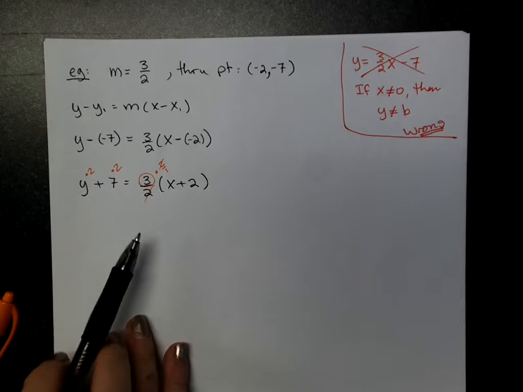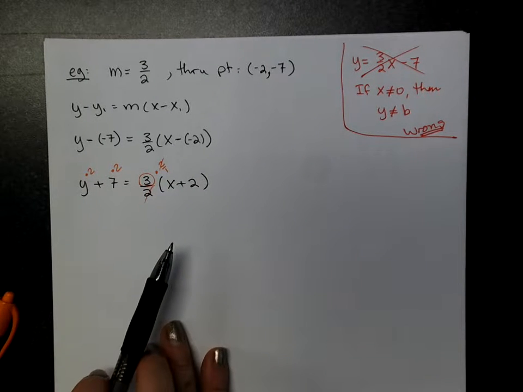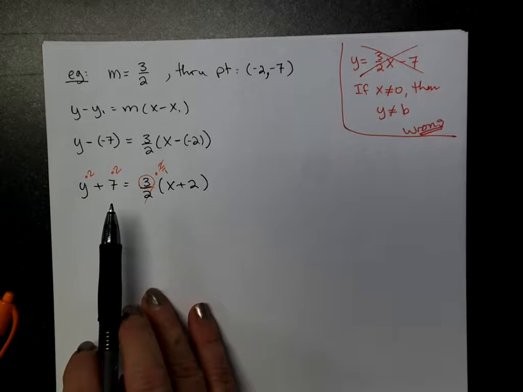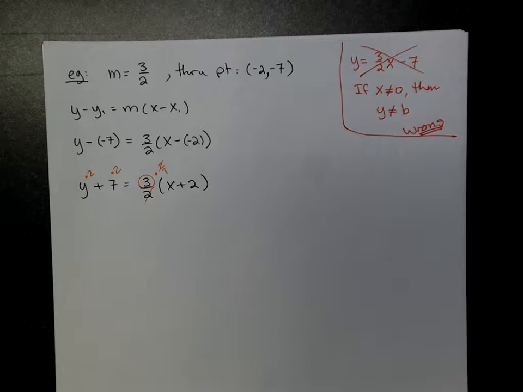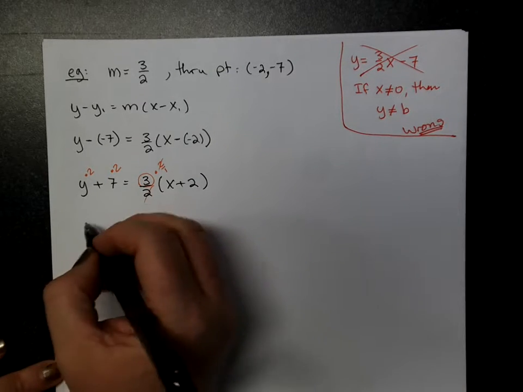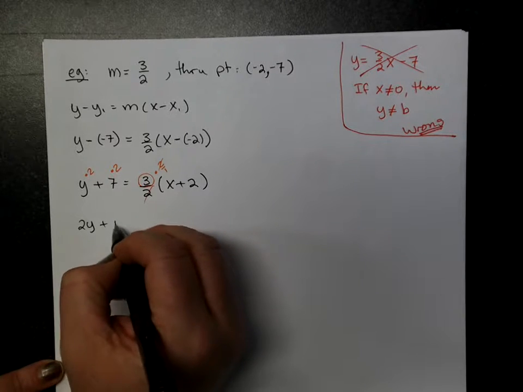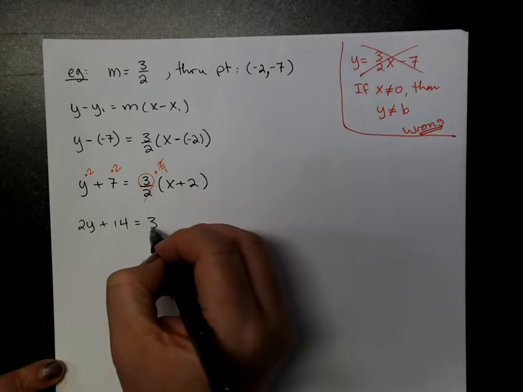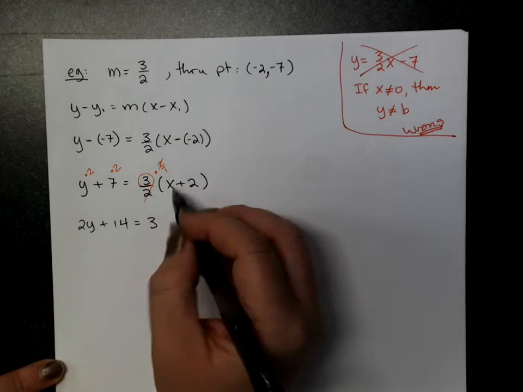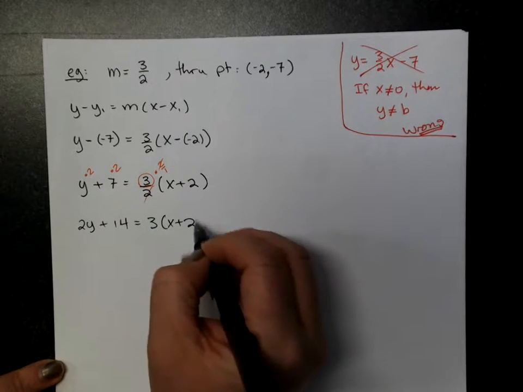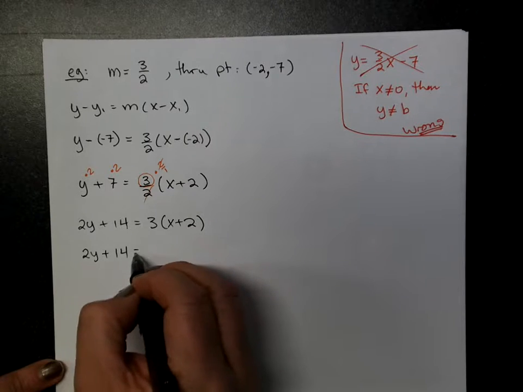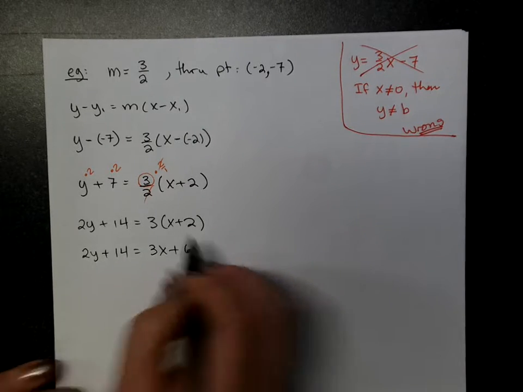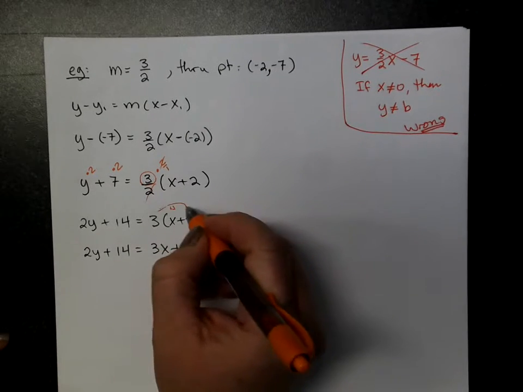Does this make sense? It's something you've done before, but I'm writing it in a slightly different way. So I don't want that to look confusing. It's a skill you already have, but I'm just being more efficient with the way I write it. So this becomes 2y plus 14 equals 3. I only canceled out the 2's. 3 times x plus 2. And then to finish up the cleanup, it's 2y plus 14 equals 3x plus 6. I distribute completely.